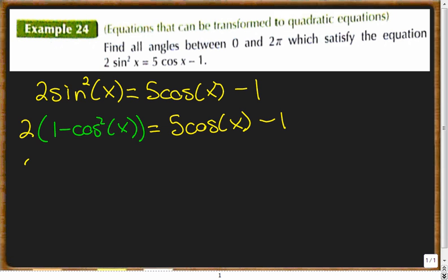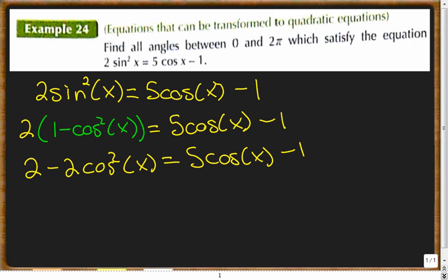When I multiply this out, I'm going to get 2 minus 2 cosine squared of x equals 5 cosine of x minus 1. Now what I'd like to do is get everything on one side so that I can make a quadratic equation from it. I'm going to move all of this stuff over. It doesn't matter which direction you go. I just like to have my squared term be positive.